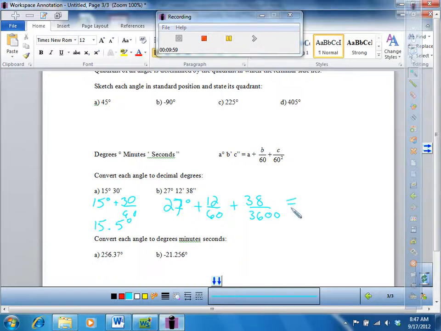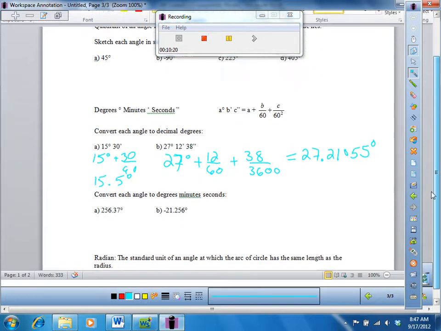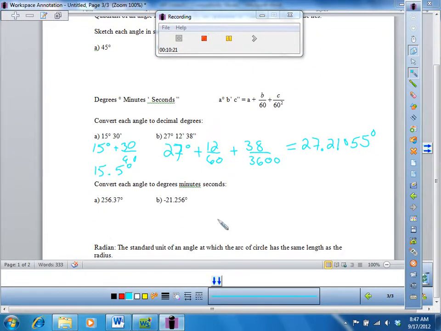Okay, so if you plugged all that stuff into your calculator, you would get 27.212105 degrees. Okay? Now to go backwards, it's a little more complex. Okay? And so if I have 256.37, okay? What I need to do, basically.